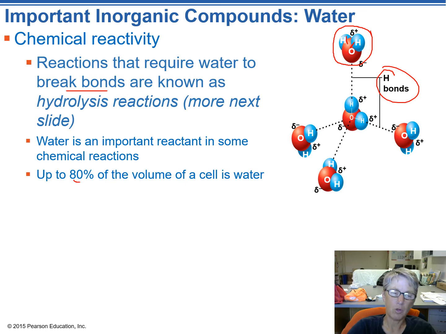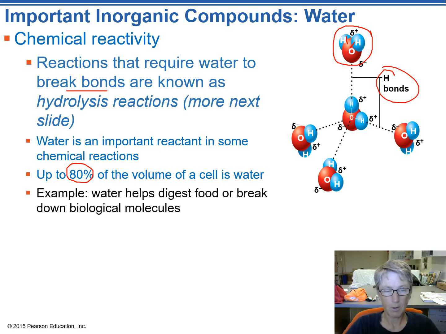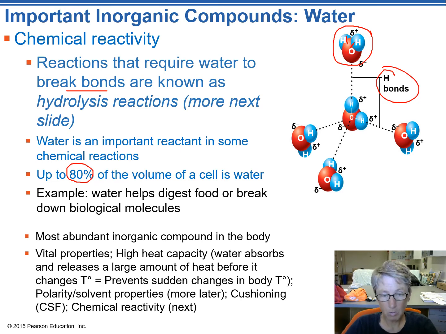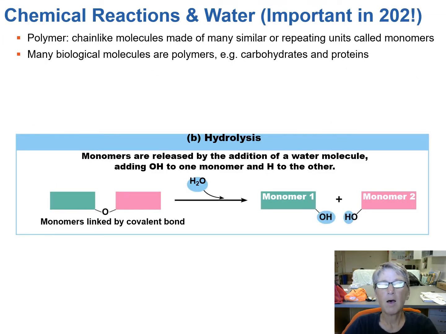So up to, I gave you some stats on the previous slide. I think it said 60 to 80% of the volume of a cell is water. So if you have a cell that's super hydrated, 80% of the volume inside that cell could be water. Water helps digest your food. It breaks down biological molecules. And then we talked about these on the previous slide, the vital properties. All right, these reactions are really important going forward in taking your classes.